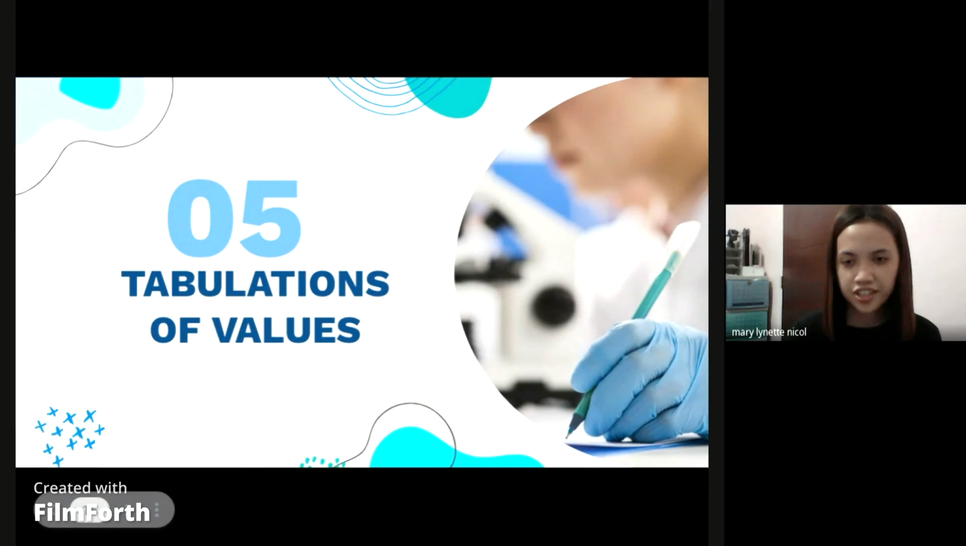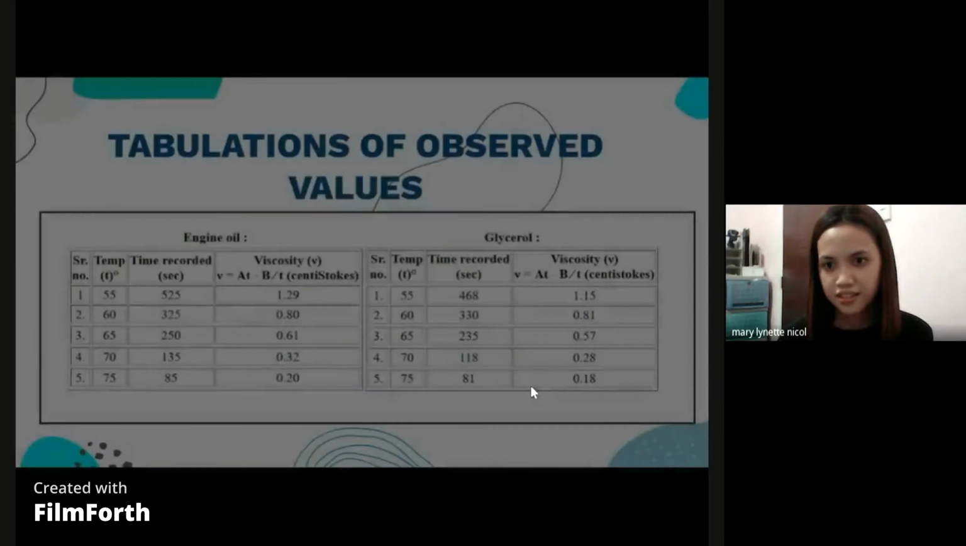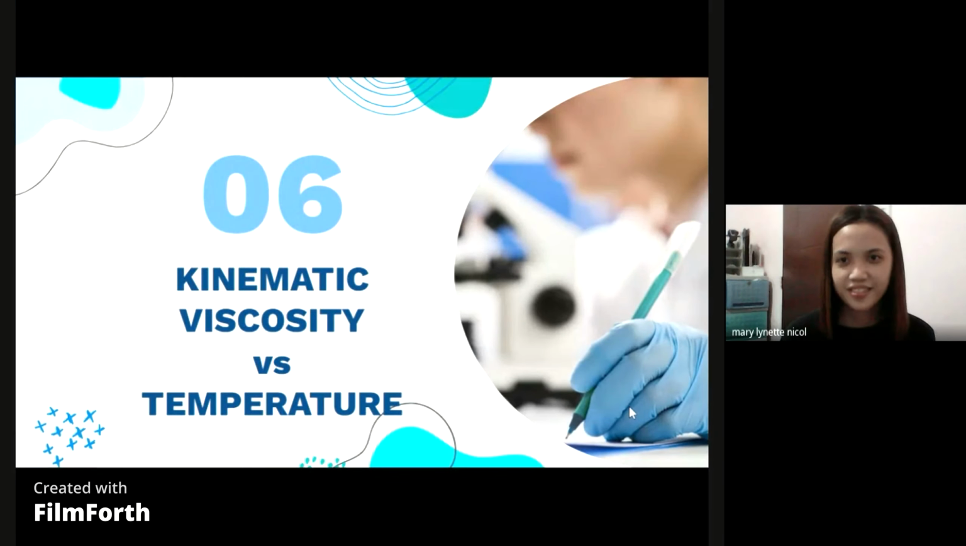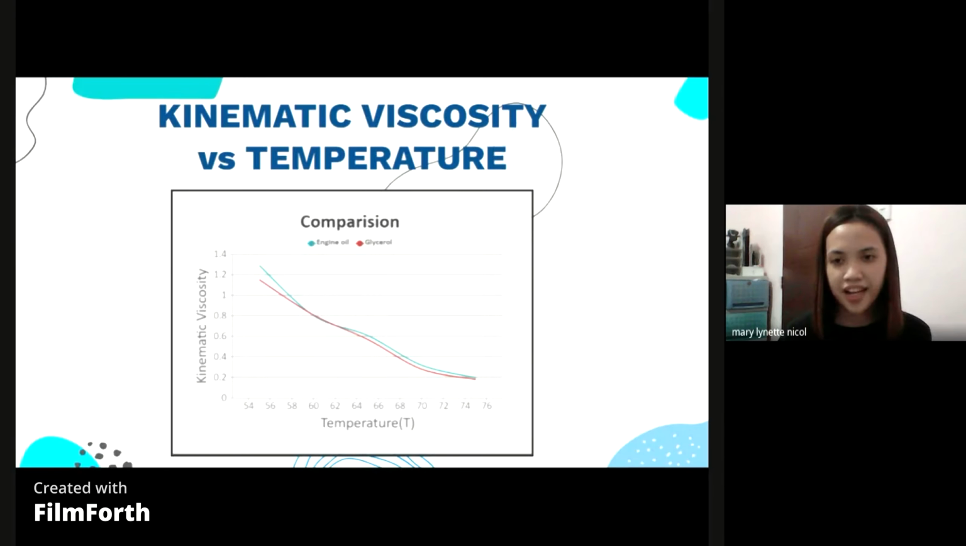So for the tabulations of values, these are the values from the simulation. These are the values from the simulation of engine oil and the glycerol. Kinematic viscosity versus temperature. This is the graph plotted from the virtual simulation conducted.